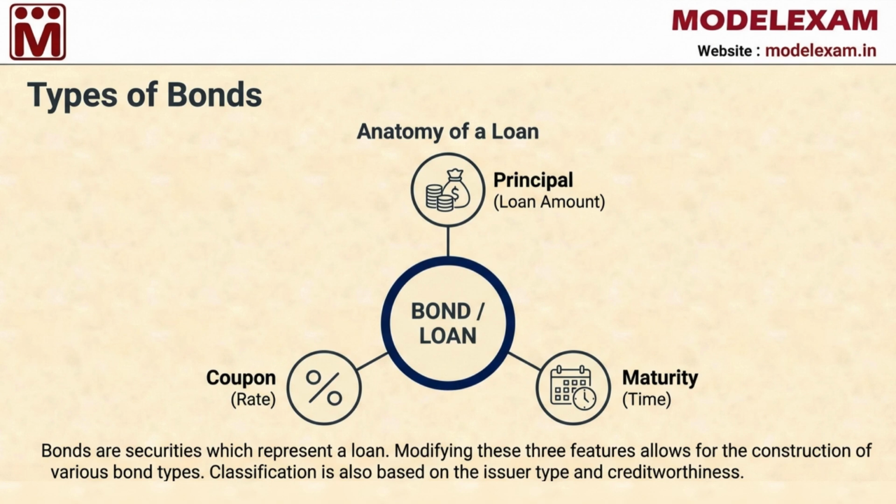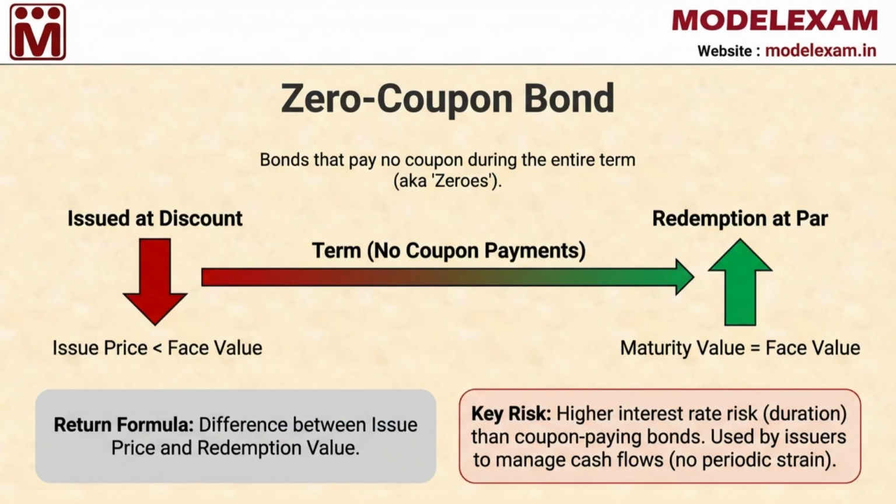We also classify bonds based on who is issuing them and how creditworthy they are. Now, imagine a bond that does not pay you any interest at all during its life. This is called a zero coupon bond or simply a zero. You might ask, why would you buy a bond that pays no interest? The answer lies in the price.